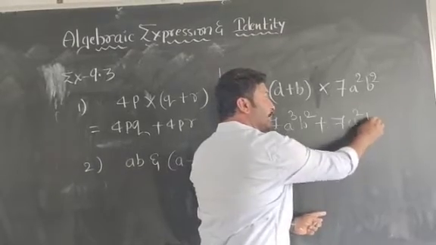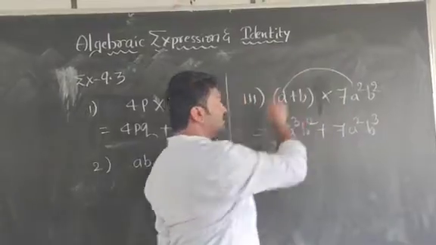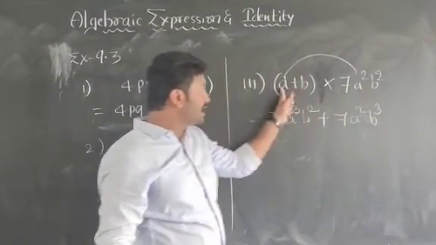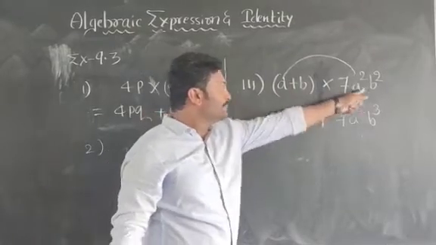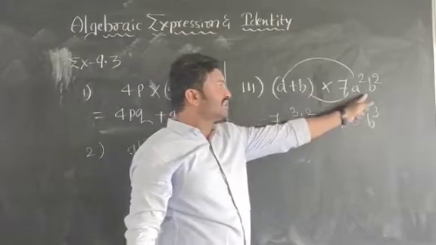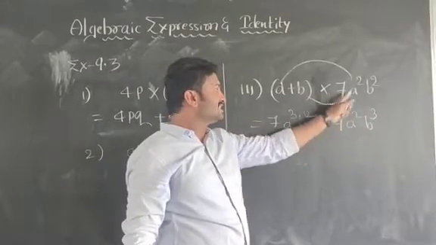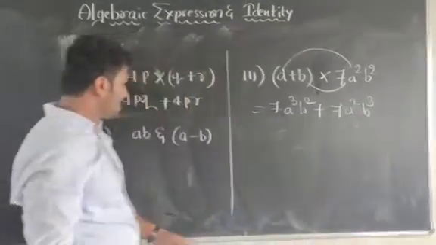7a square b raised to 3. Clear? First, 7a square b square into a is 7, here 2a, here 1a, a raised to 3. Then b square as it is: 7a square b square into b, 7a square as it is, here 2b, here 1b, b raised to 3. Okay?